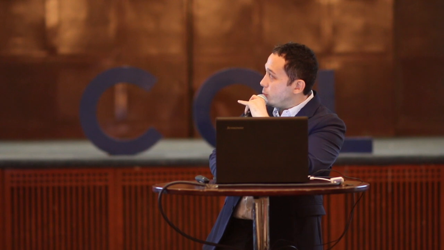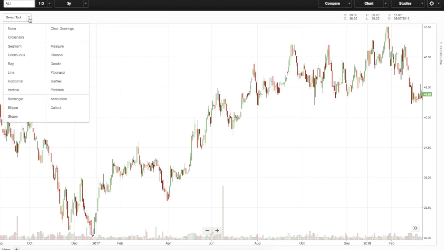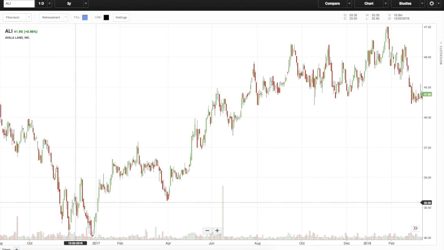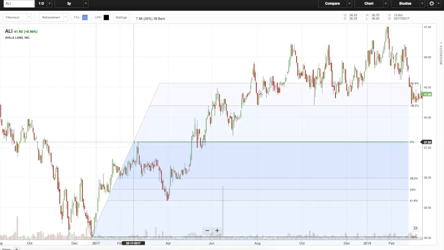So using your Fibonacci or your Fibo retracement, just click on the tool on the upper left side, click on Fibo over here, select. And what you simply do is that you click from the bottom, from the low, from the first low, all the way to the high. What this tool did is that it created potential support levels.